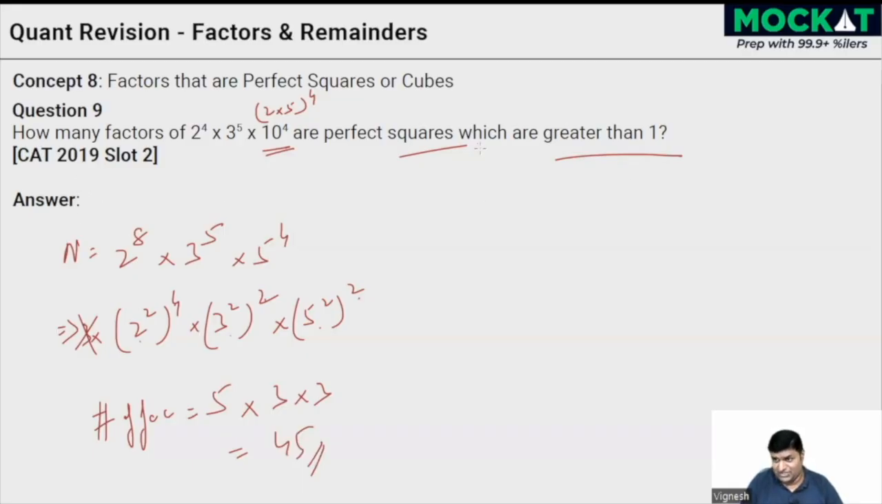And then there is the last bit of wording in this question. They're saying which are greater than 1. They don't want 1. If I'm listing out all the factors, my factors will start from 1, but they don't want 1. Is 1 a perfect square? Yes, 1 is a perfect square. So therefore, it would have been counted in this 45. So that 1, which has been counted in this 45, has to be subtracted. And 44, therefore, becomes the answer for this question.